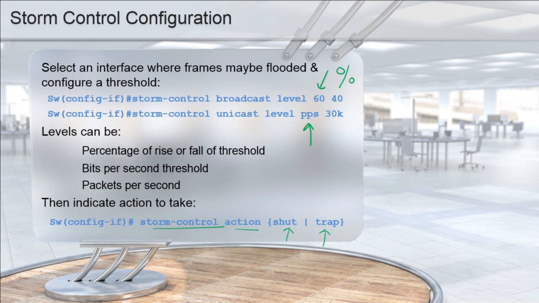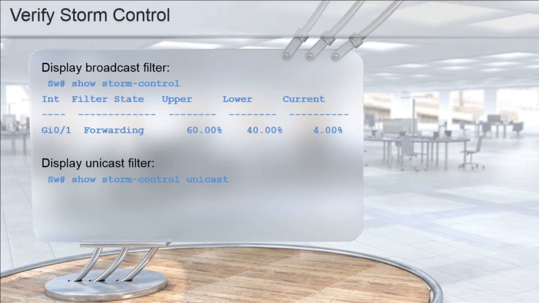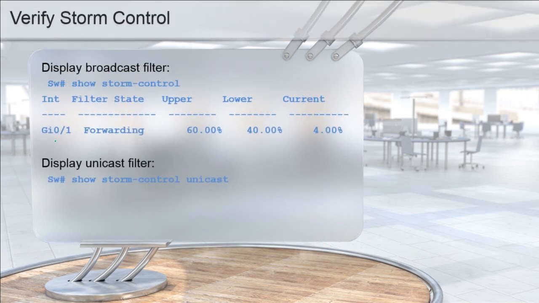And then we also have some show commands like show storm control, which will tell us what ports we have it on. Is it currently forwarding? Has it been shut down? What are the upper and lower thresholds? How much traffic is currently on the interface? And in addition to show storm control, there's also show storm control unicast or show storm control broadcast, so you can see some of the other parameters that you may have configured.